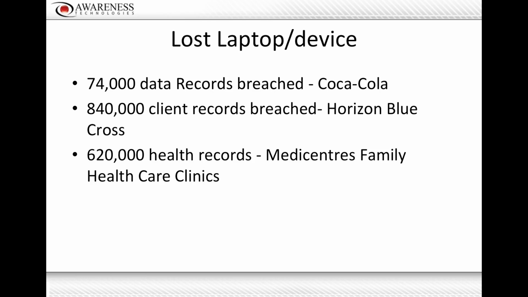Going back to that original CUNA quote from the beginning, where we talk about one third-party vendor being weak or a lost or stolen laptop. So I thought the best way to talk about lost or stolen laptops is I did a quick Google of it, and I just looked at recent lost or stolen laptops that were big stories. So this is just the biggest guys basically. And so you can see Coca-Cola had one that was 74,000, Horizon Blue Cross 840,000, and then there's a family healthcare clinic there with 620,000 records.